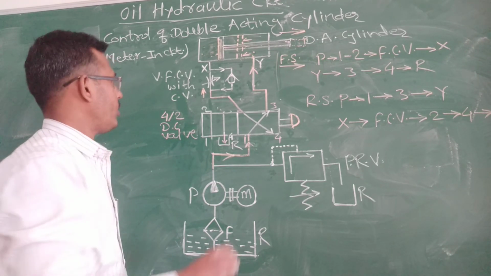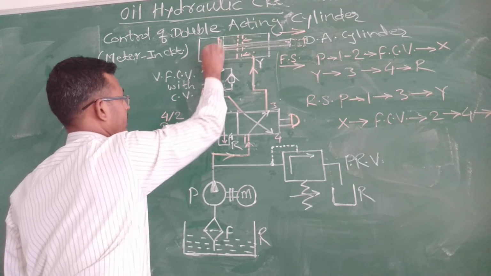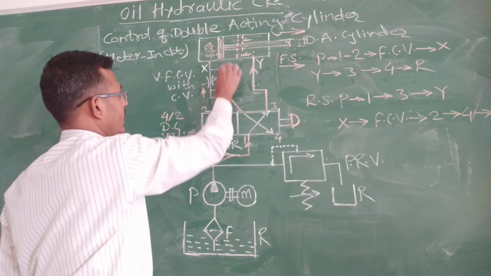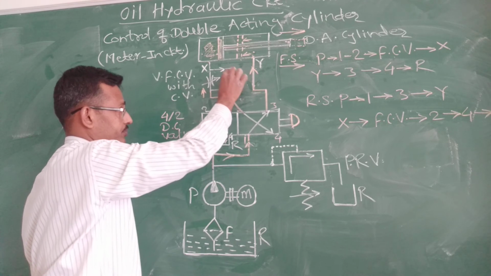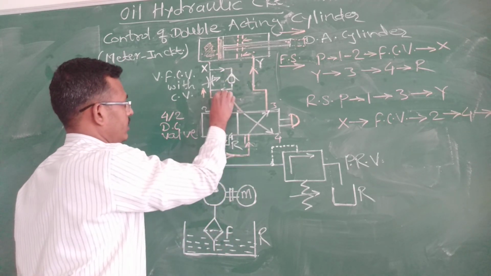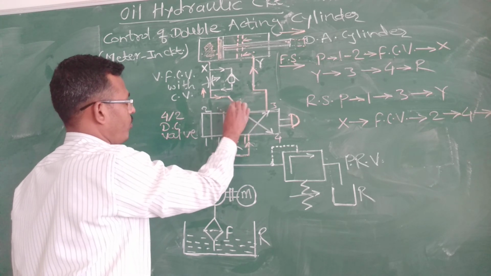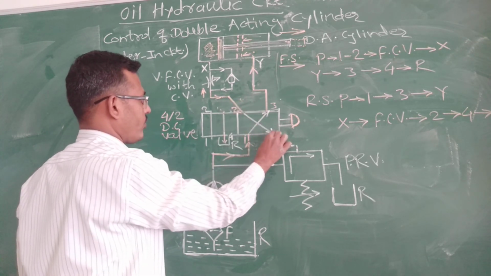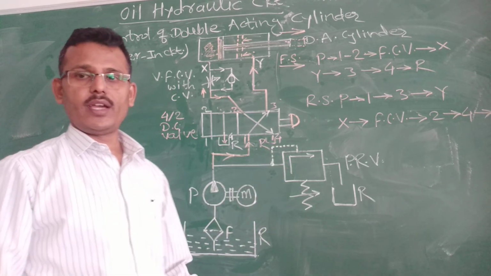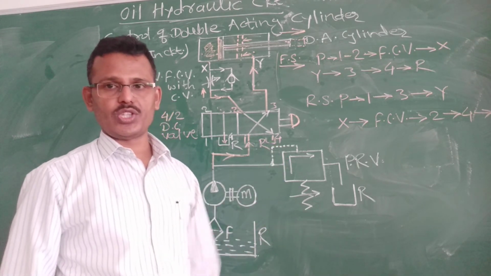Whatever oil is present in this area will flow through port X, then the flow controller, and some oil will flow through this check valve. This is also called a non-return valve. Then it flows through port 2 to port 4, and finally it comes to the reservoir. In this way it completes its return stroke.